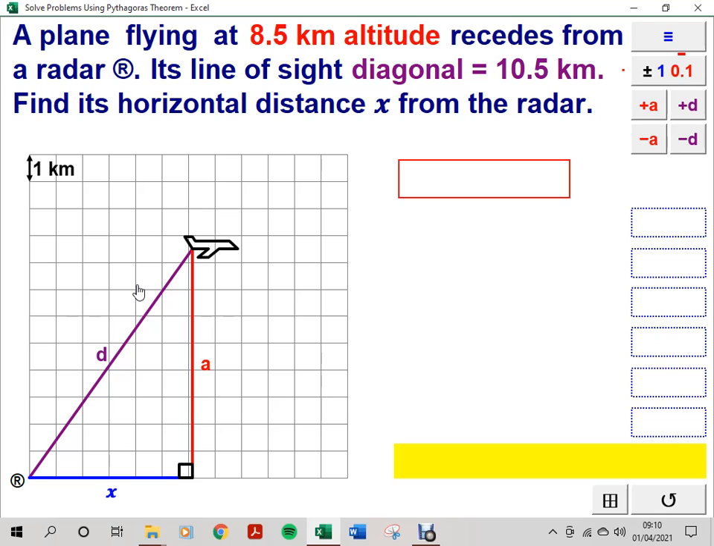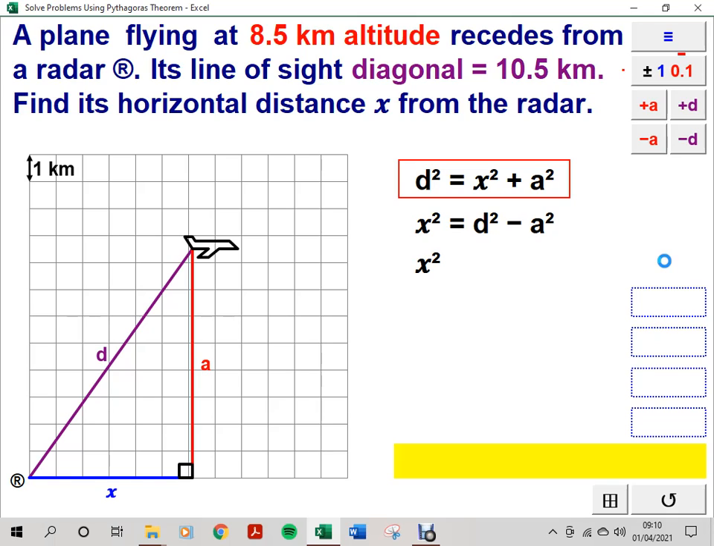Before we do any maths, we can see from the diagram our answer is expected to be somewhere between 6 and 7 kilometers. Using Pythagoras theorem and paying close attention to the three given labels on the diagram gives the relationship d squared equals x squared plus a squared. We want x, so rearranging this gives x squared equals d squared, subtract a squared.